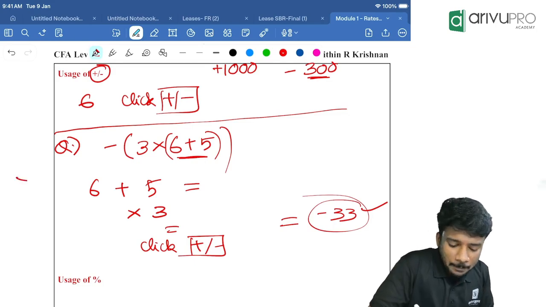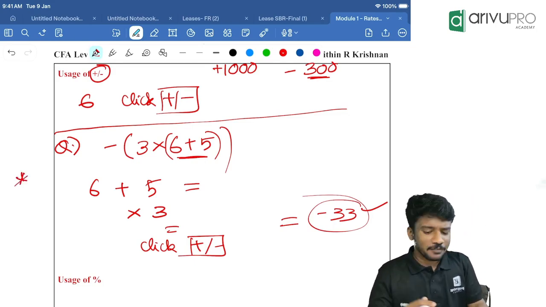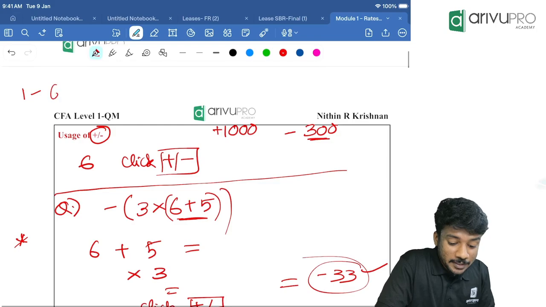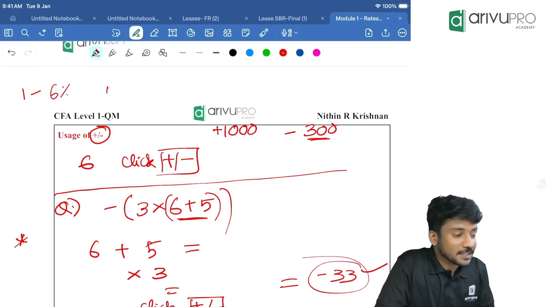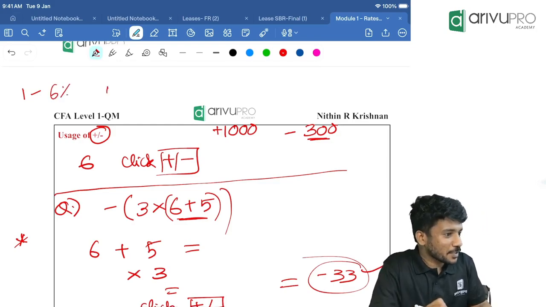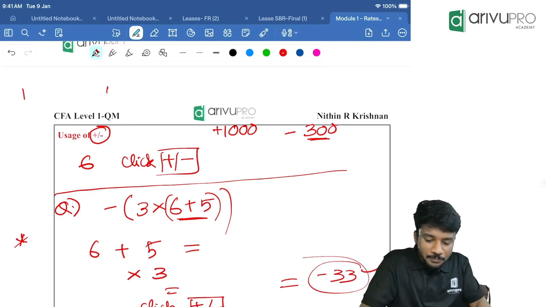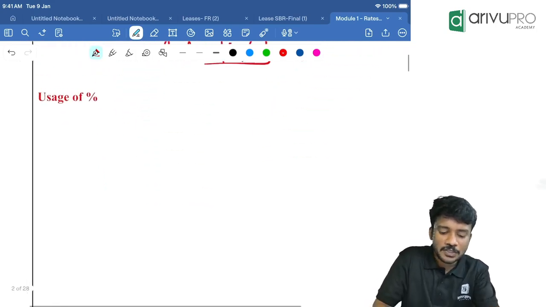Now, where will be the application of this? There will be many questions where we need to use 1 minus 6 percentage or 10 minus 6 percentage. Likewise, it will come into the picture. Then we need to multiply, and all that time we might use this. Okay. Now, usage of percentage.